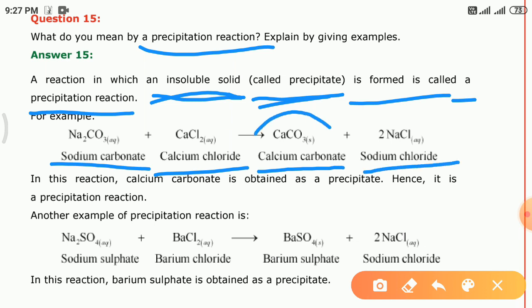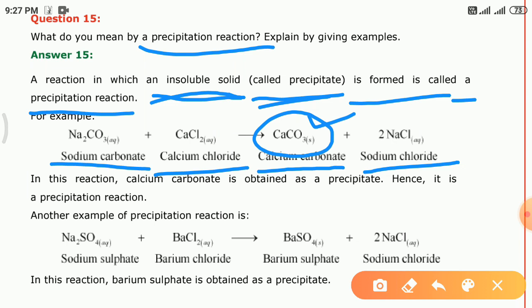So here we get the calcium carbonate as an insoluble solid, or we can say as the precipitate. That's why this is a precipitation reaction. In this reaction, calcium carbonate is obtained as a precipitate, hence it is a precipitation reaction.